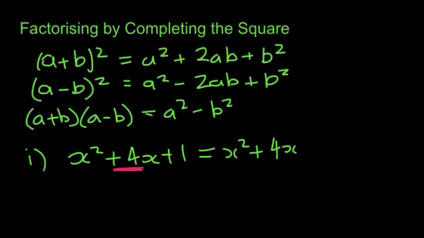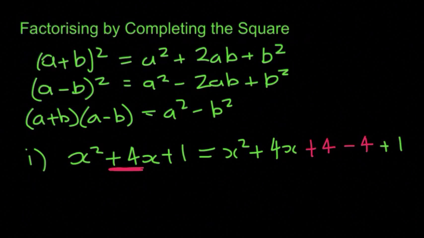Now here's where the strange bit comes in. We're going to halve this 4. Half of 4 is 2. And then we're going to square 2, which is 4. So we're going to add 4 into this expression. But now that we've added 4, we've changed the value of the whole expression, so we're immediately going to subtract this 4 away. It seems strange, but that's just the process we follow. And then we have the plus 1 at the end.